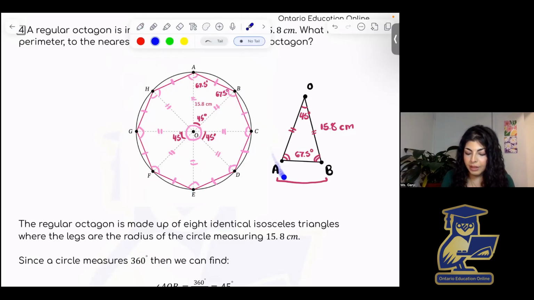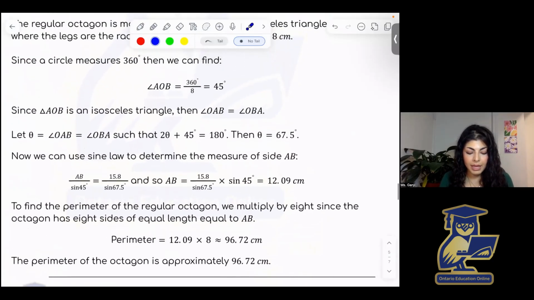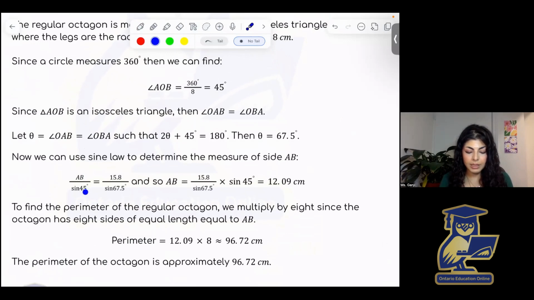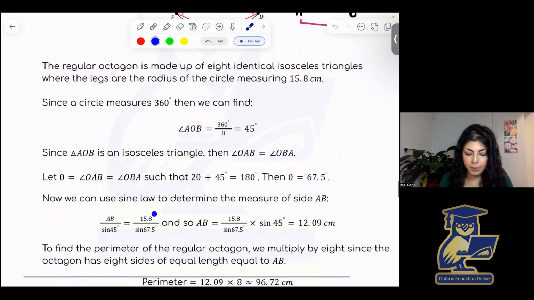And now given this triangle, I have two side lengths. I have all the angles, so I can choose either sine law or cosine law to determine this side length AB. So using sine law here, the ratio of AB to the sine of its opposite angle, which was 45 degrees, is equal to, and these two ratios are the same because it's an isosceles triangle, so it doesn't matter which one I use, 15.8 over sine of 67.5 degrees. And so AB is going to be this expression here, and it equals 12.09 centimeters.